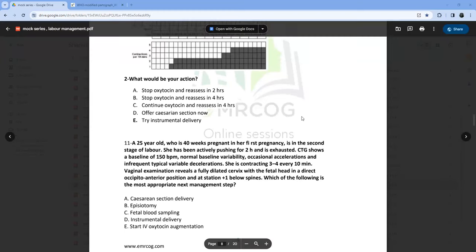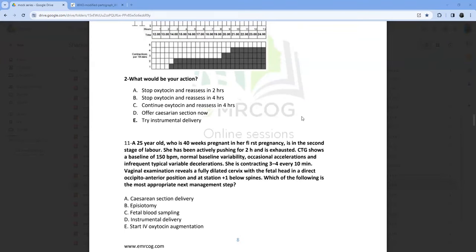Okay, a 25-year-old who is 40 weeks pregnant in her first pregnancy, in the second stage of labor, has been actively pushing for 2 hours and is exhausted. CTG shows a baseline of 150, normal baseline variability, occasional acceleration, infrequent atypical deceleration, contracting 3 to 4 in 10. Vaginal examination: fully dilated cervix with the fetal head in the direct occipital anterior position, and station 1 plus. Which is the most appropriate next management step?